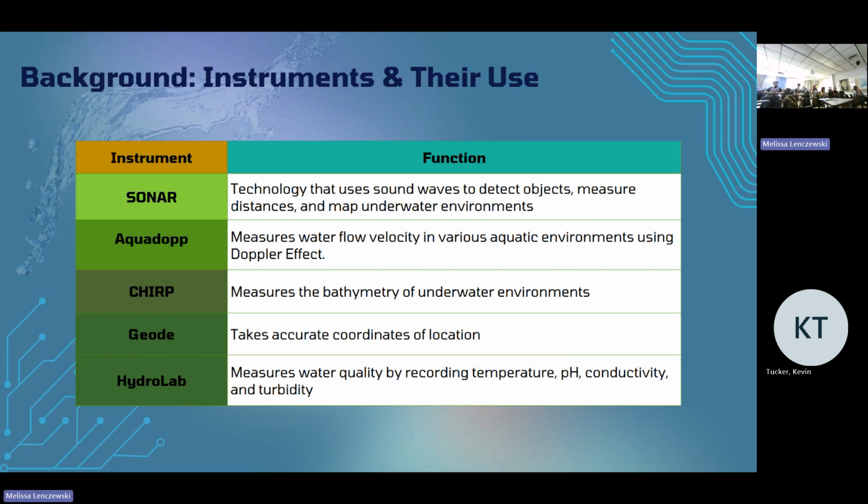Going into the background of the instruments we'll be using, there are 5 different devices that we'll be focusing on. The first one is sonar, a technology that uses sound waves to detect objects, measure distance, and map underwater environments. The 2 sonar instruments we're going to be using are called the Aquadop and Chirp. The Aquadop measures water flow velocity in various aquatic environments using the Doppler effect. Chirp, our second sonar device, measures the bathymetry of underwater environments.